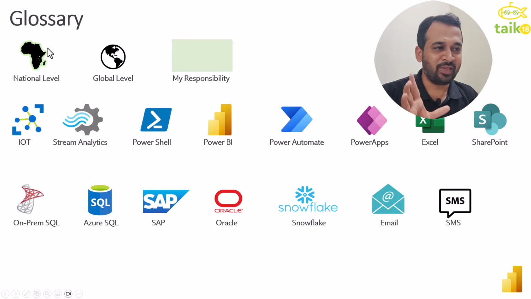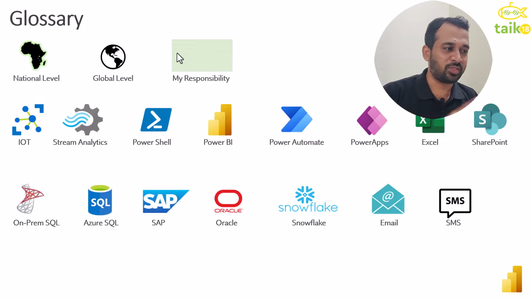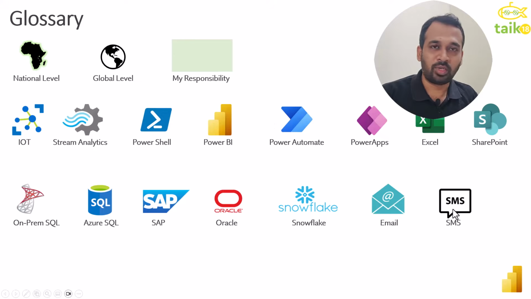If there is an Africa country symbol on any of the pages, then the project is at the national level. If it is a global symbol like this one, it's a global project, and the green highlighted areas are the responsibilities which I personally faced during the development phase. And these are the tools and products which we have used in our experience.